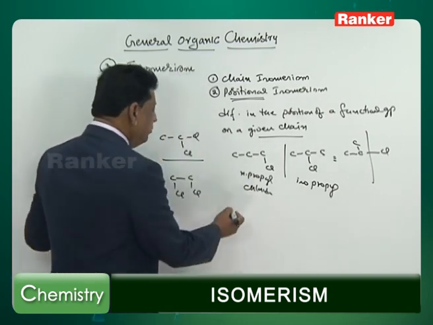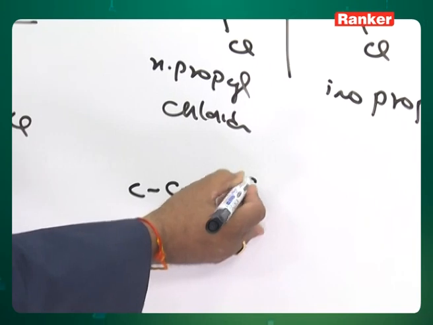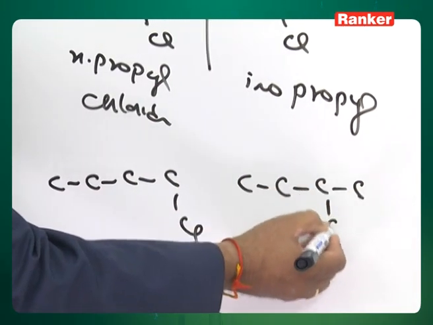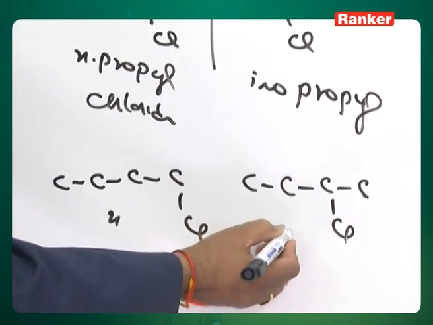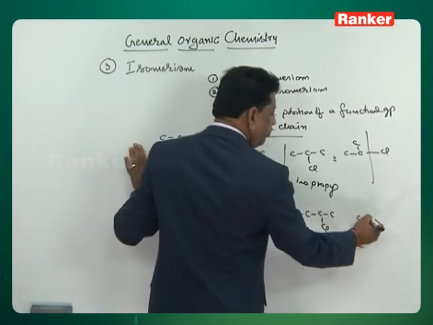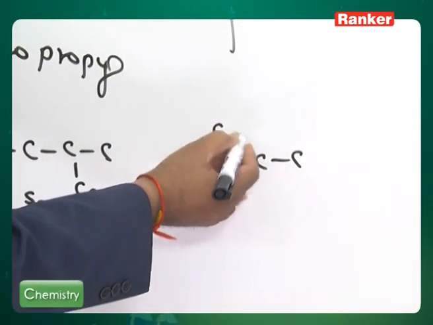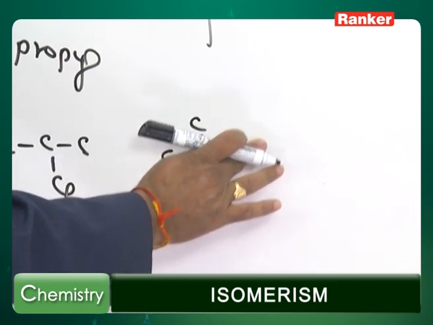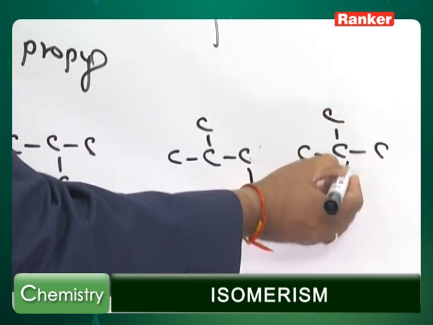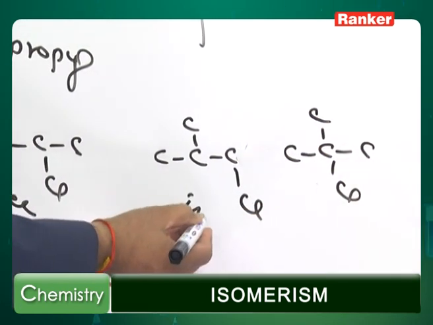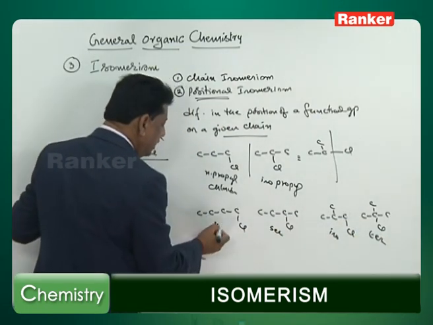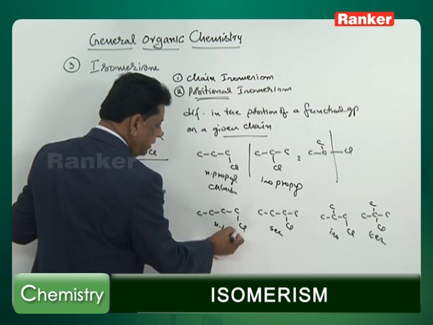So therefore, for example, if 4 carbon compounds are there, chlorine can be on the first carbon, chlorine can be on the second carbon. This is called N-butyl. This is called secondary butyl. There can be another set. The 4 carbons can be branched also, like this. Now the chlorine can be on the terminal carbon or can be on the middle carbon. So these 2 are called isobutyl chloride and tertiary butyl chloride. All are the butyl chlorides, N-butyl chloride.